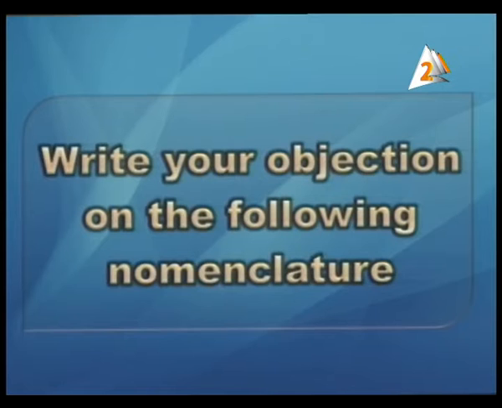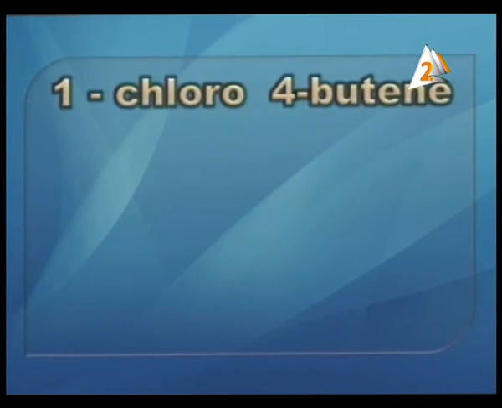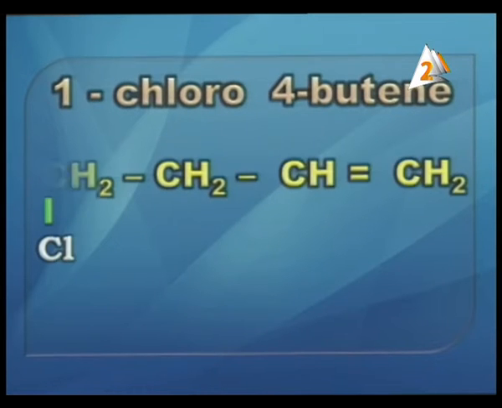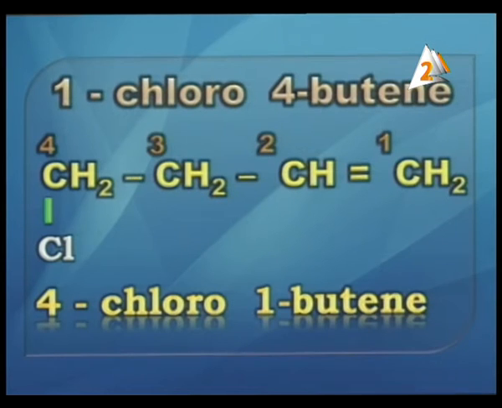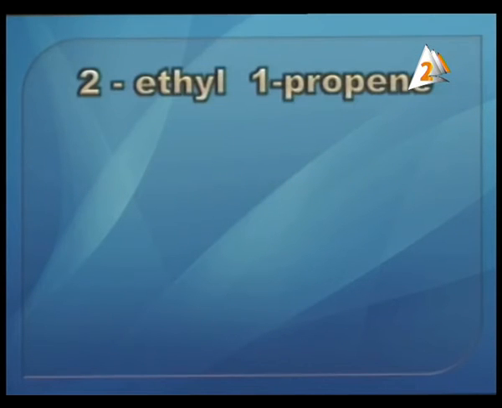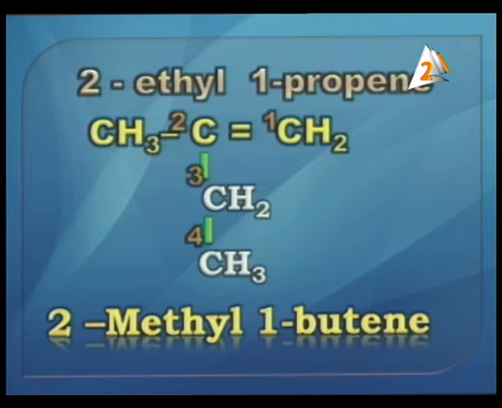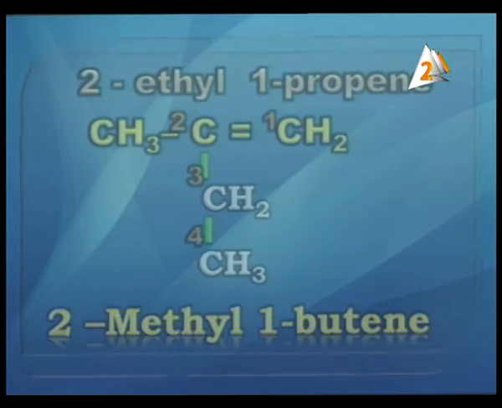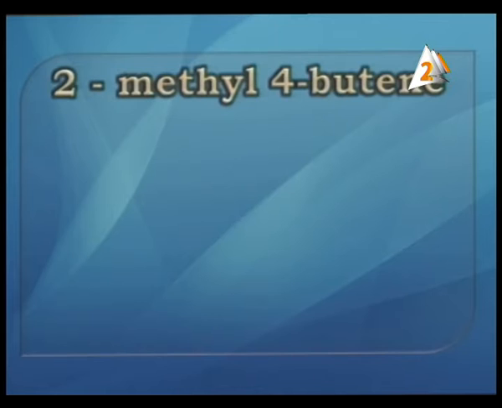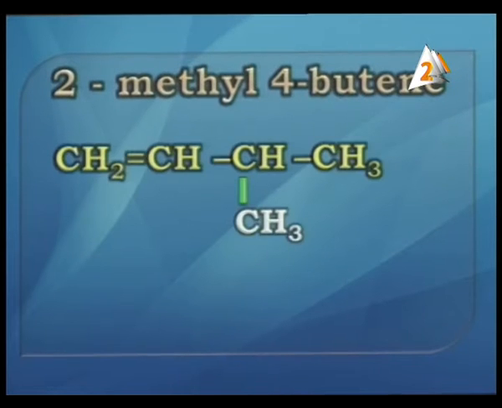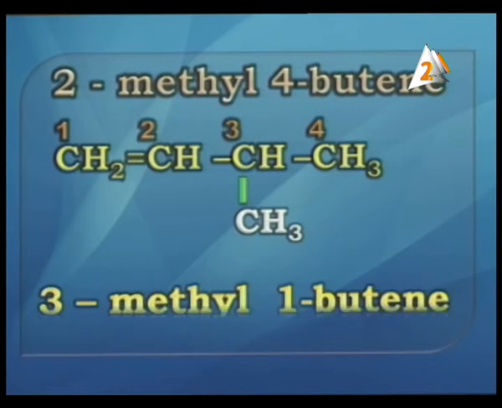The next type of question, write your objection on the following nomenclature. 1-chloro-4-butene, yes, it will be 4-chloro-1-butene. 2-ethyl 1-propene, yes, it will be 2-methyl 1-butene. 4-methyl 4-butene, if you draw it, yes, the correct name will be 3-methyl 1-butene.